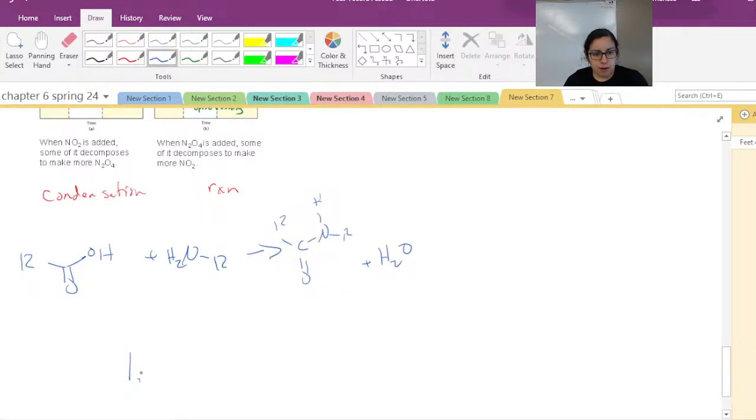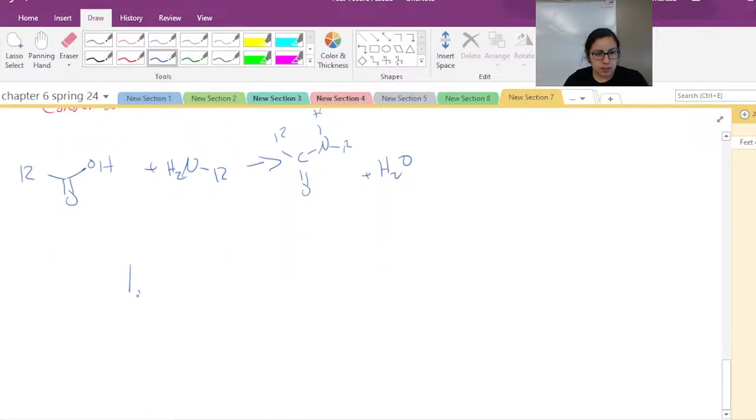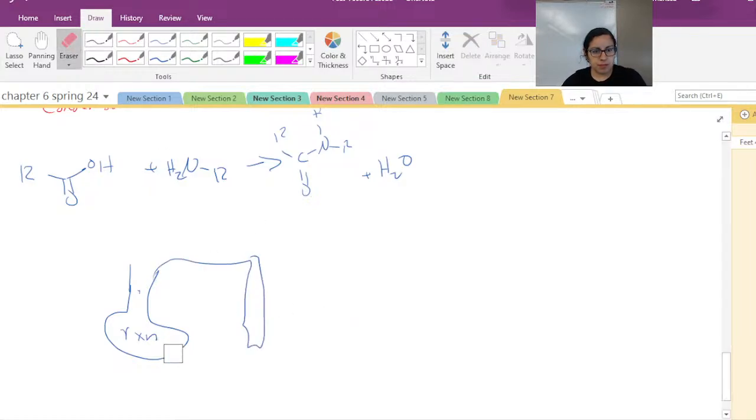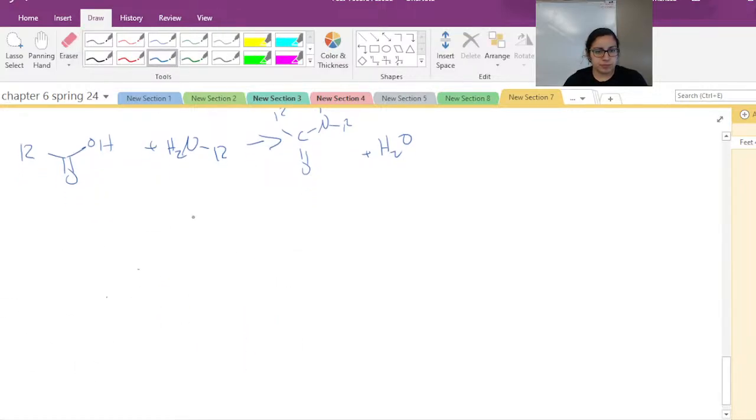And so we have our reaction flask. So reaction here, so it's making water. And then we have our Dean-Stark. Sorry, drew that horribly. So Dean-Stark kind of going over here.